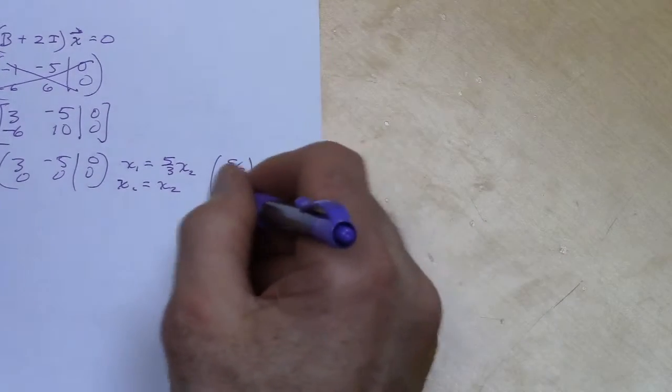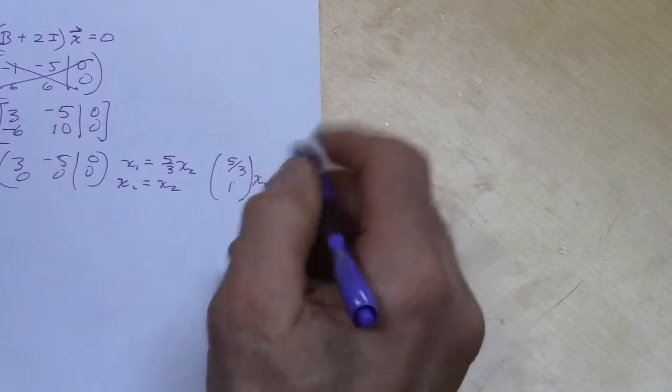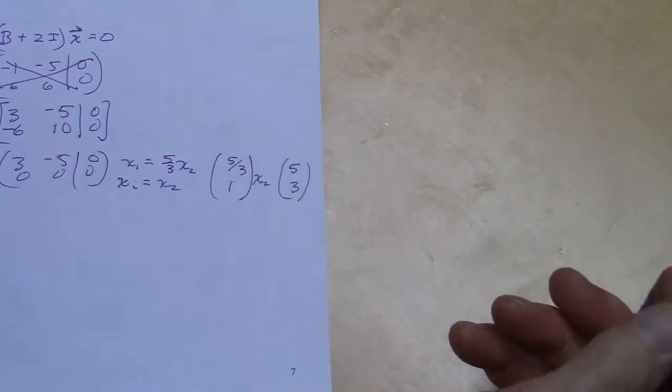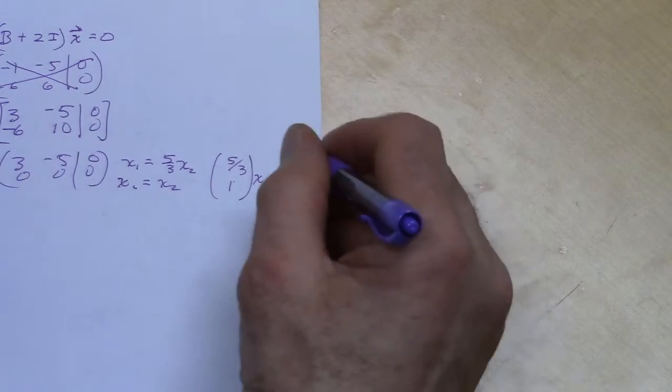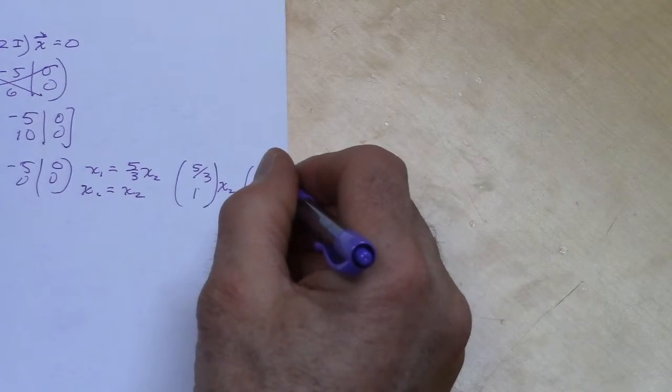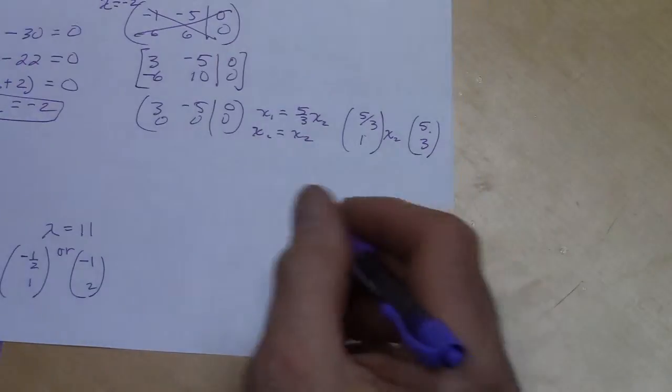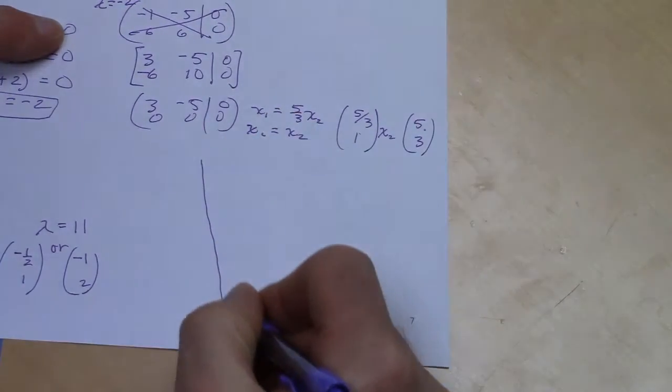So we could multiply this by 3 if you wanted, and that would give us 5, 3 if you'd rather. And that's a little easier to graph. So this is a basis for the eigenspace. That's a basis for the eigenspace. And I'm just gonna sketch this fairly quickly, actually.